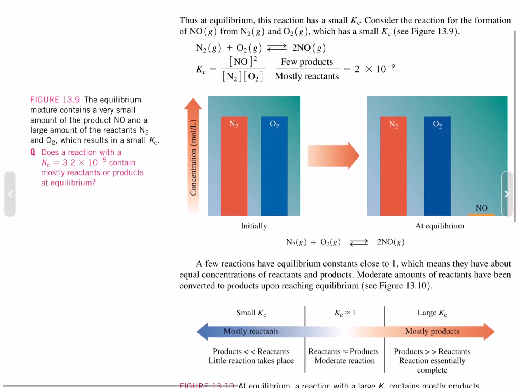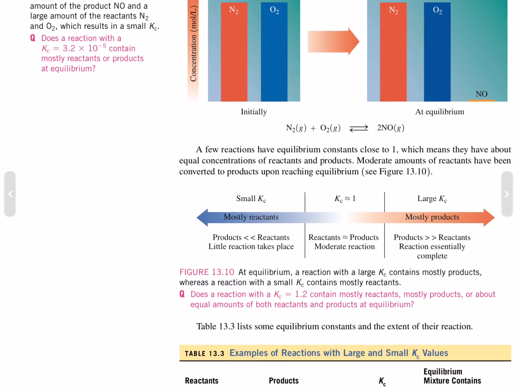A few reactions have equilibrium constants close to 1, which means that they have about equal concentrations of reactants and products. Moderate amounts of reactants have been converted to products upon reaching equilibrium. Figure 13.10. At equilibrium, a reaction with a large K sub C contains mostly products, whereas a reaction with a small K sub C contains mostly reactants. Table 13.3 lists some equilibrium constants and the extent of their reaction.